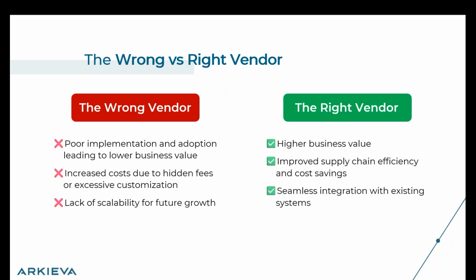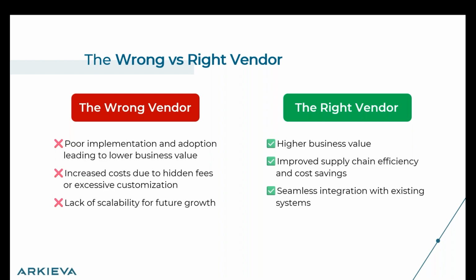Sometimes that could mean that there are improved supply chain efficiencies, there are cost savings. Since corporations have multiple systems, there is certainly an integration with existing systems. And by contrast, the wrong vendor will lead you through potentially a poor implementation, poor adoption by the users, which leads to lower business value, increased costs due to hidden fees or excessive customization.